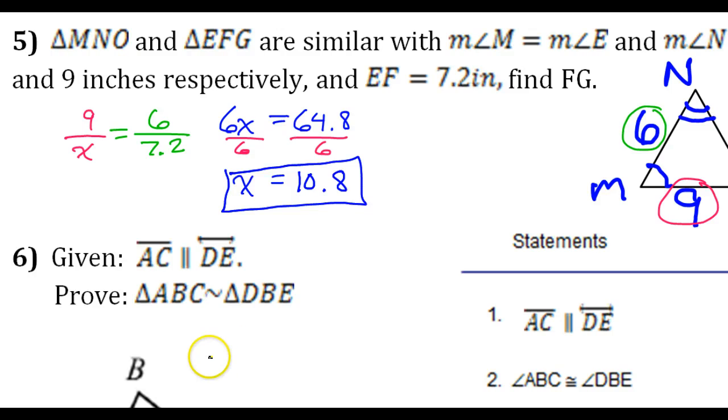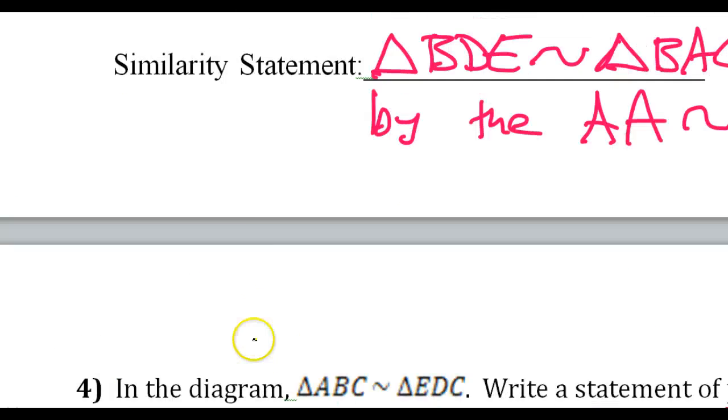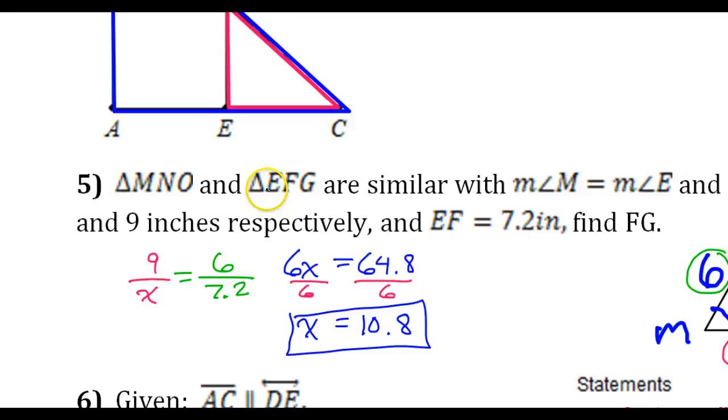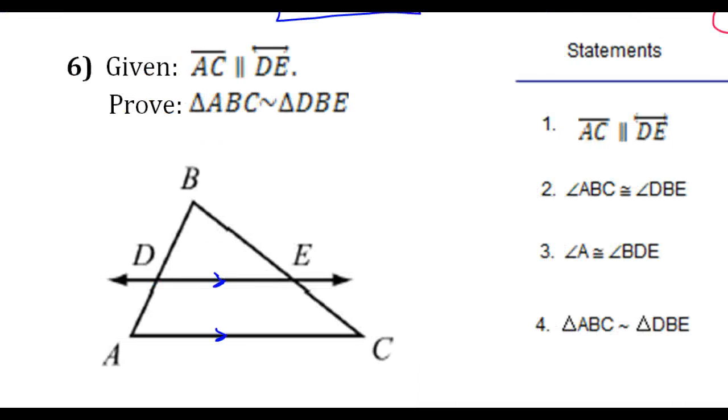Okay, let's look at number 6. We are given that AC is parallel to DE. So that means these are parallel. We're trying to prove that the inner triangle ABC and the outer triangle DBE are similar. Now, speaking of similar, this is similar to the problem that we did a moment ago, number 3. So we really are doing the exact same thing as a more formalized proof.